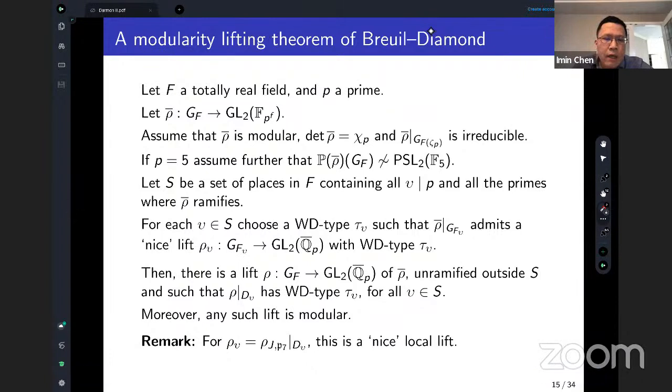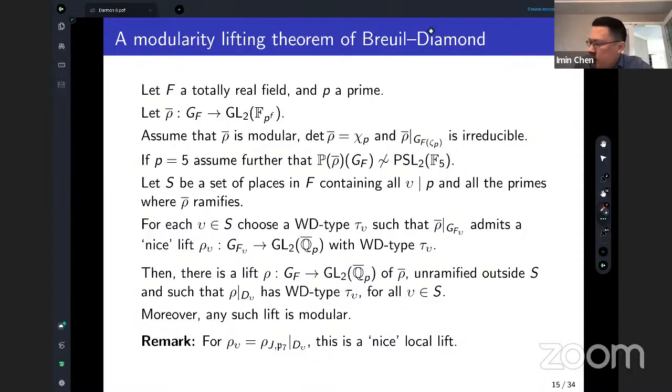And on that assumption, the theorem says that there is a global lift of this residual representation unramified outside S, such that the global lift locally has the prescribed Weil-Deligne type for all places in S. And moreover, any such lift is modular. And so by prescribing these types, it allows you to prove modularity lifting as well as level lowering.